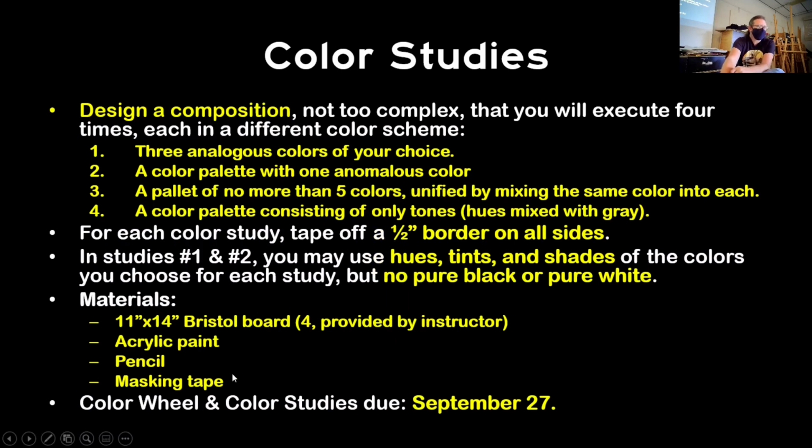Your materials for this, you need 4 sheets of 11 by 14 Bristol board. Down here at the very end of the table, there's a stack of them. So make sure you grab 4 of those before you leave. Your acrylic paint, a pencil to draw out your composition, masking tape. If you don't have masking tape, I've got tape here that you can use whenever you're in classroom. And both this and that color wheel and all those colored charts, all that assignment, those are all due September 27th.